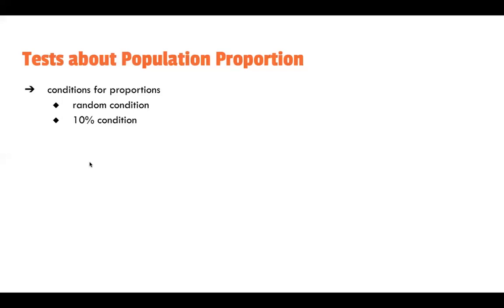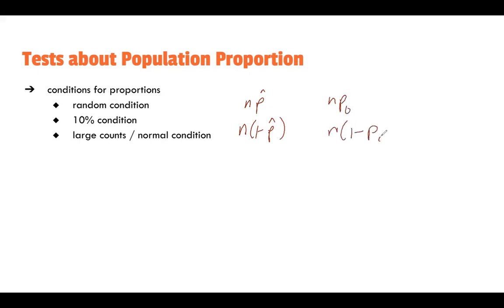Here's where things get a bit tricky. The large counts or normal condition. Now, in confidence intervals, you used n p hat and n times 1 minus p hat. Here, you're going to use n p naught and n times 1 minus p naught. You might be thinking, what is the difference? It's just a different look for p. It's actually quite different. So p hat is the sample proportion.